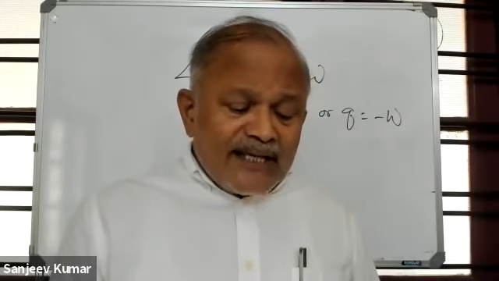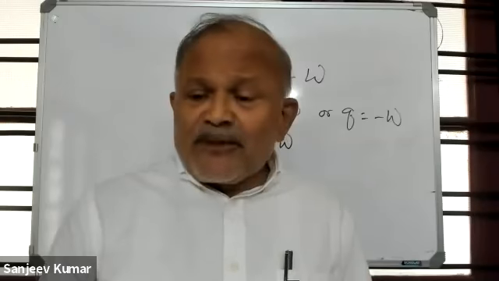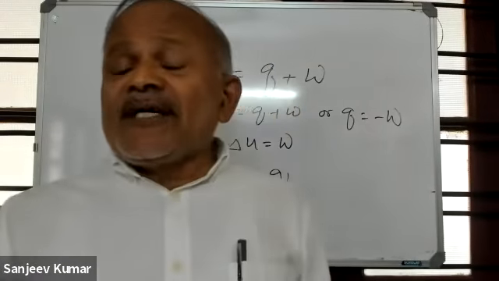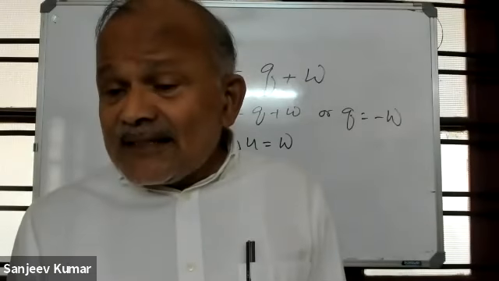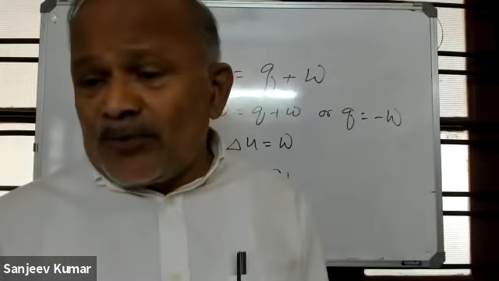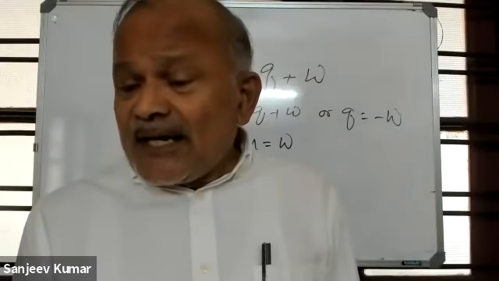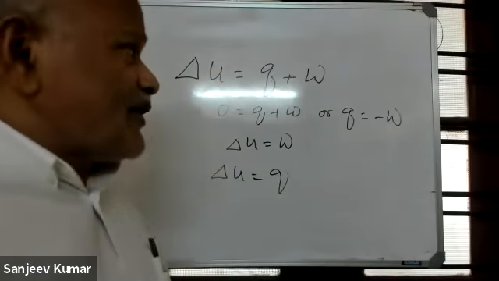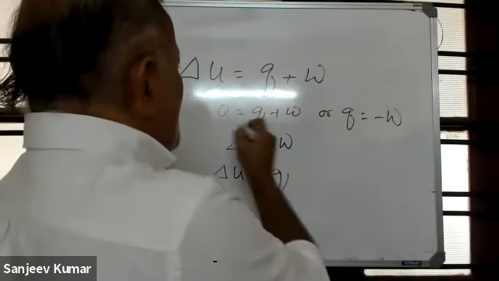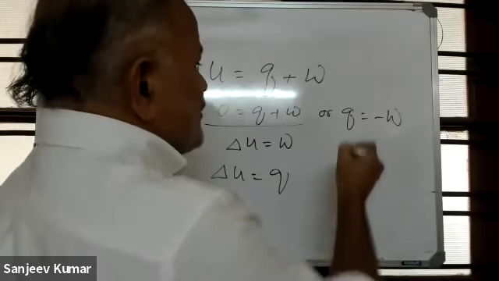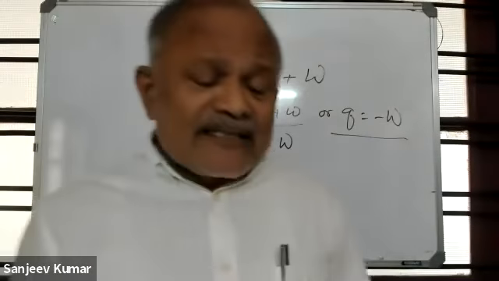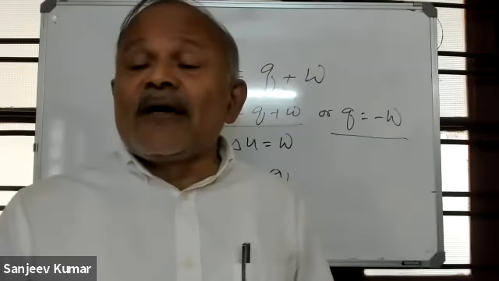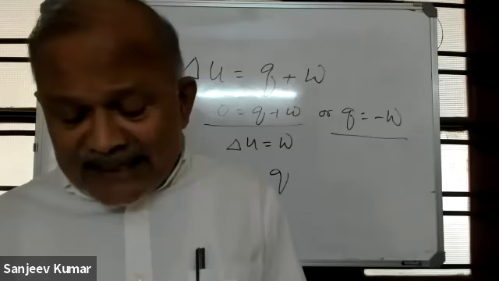And D choice, isothermal process. What is isothermal process? A process taking place at constant temperature. And if the temperature does not vary, that means the delta U is equal to 0. There is no internal energy change because internal energy depends upon the temperature. And it is a constant temperature process, and therefore delta U is equal to 0. Therefore, 0 is equal to Q plus W, or Q is equal to minus W. But the answer given is isothermal process, Q is equal to W. It is wrong. Therefore, answer is D.